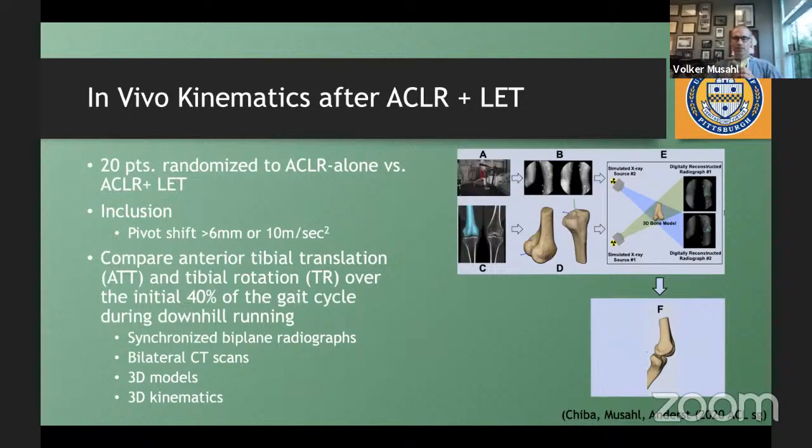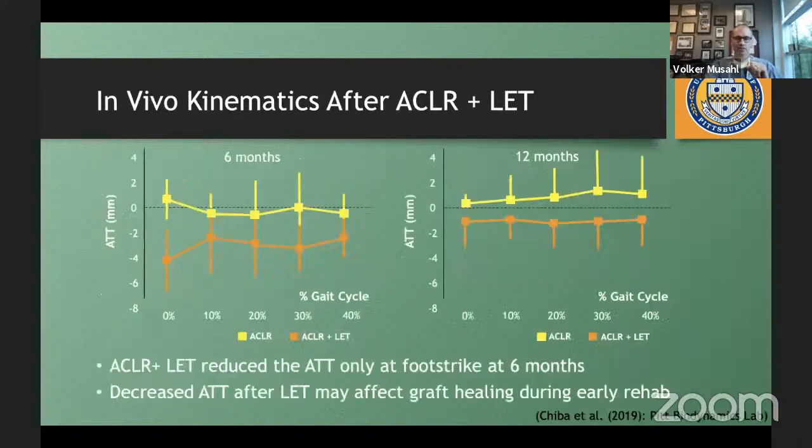And then at 6 and 12 months after surgery, we had them run downhill, which measures the anterior translation quite well. They got a CT scan, and we got these 3D models of their knees, and we could then determine 3D kinematics, anterior translation, internal rotation, functional joint space, contact points, all of it in a very, very accurate manner, less than 0.1 degree and 0.1 millimeter accuracy, so very, very accurate. We included patients only with high-grade instability.